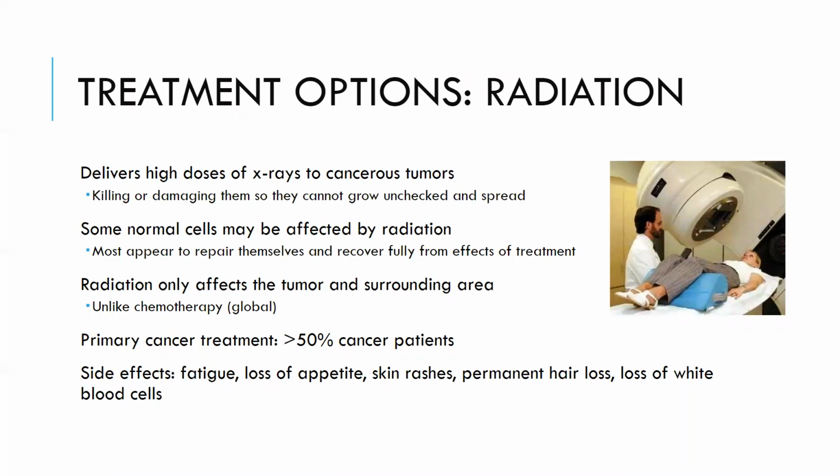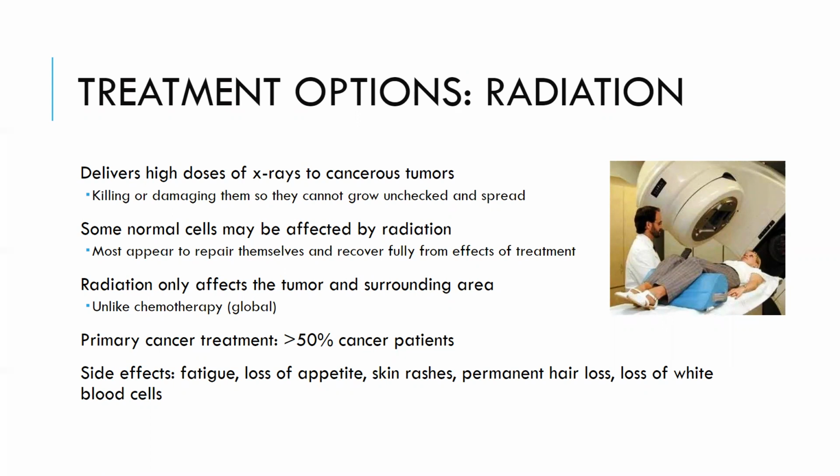Another treatment option is radiation. This is when a high dose of X-rays are delivered to cancerous tumors to kill or damage them so that they cannot grow unchecked and spread or metastasize. Some normal cells typically end up being impacted by the radiation as well because the radiation is not so specific that it hits just the cancer and nothing else. Most of these normal healthy cells, however, appear to repair themselves and recover fully from the effects of treatment.